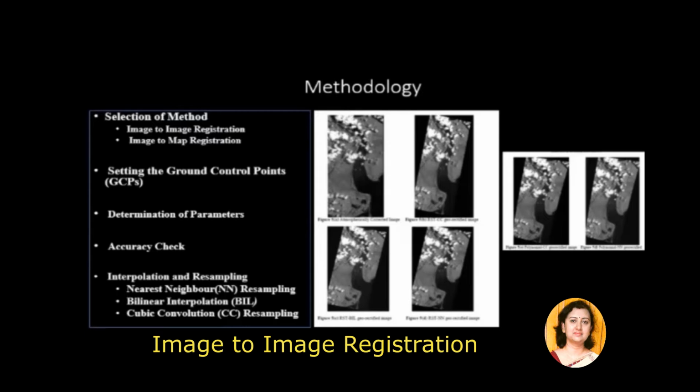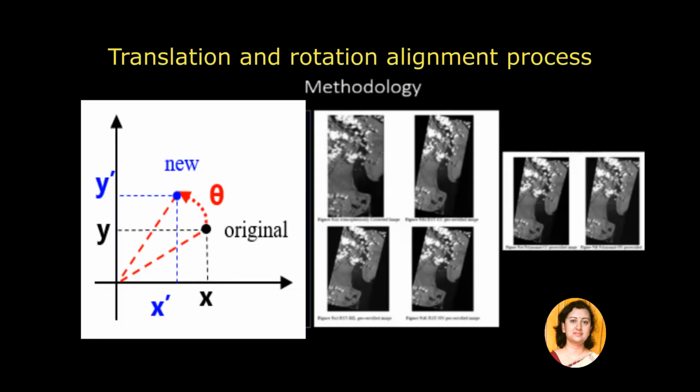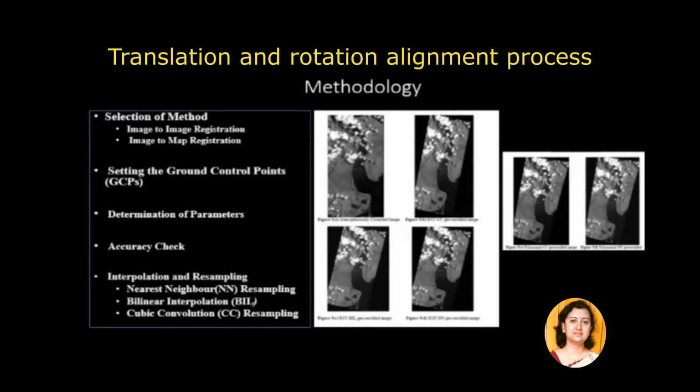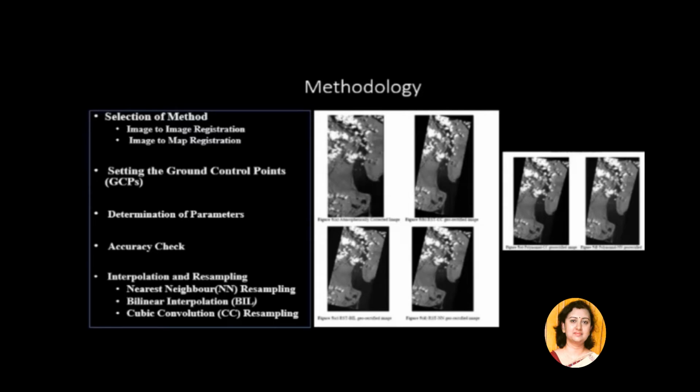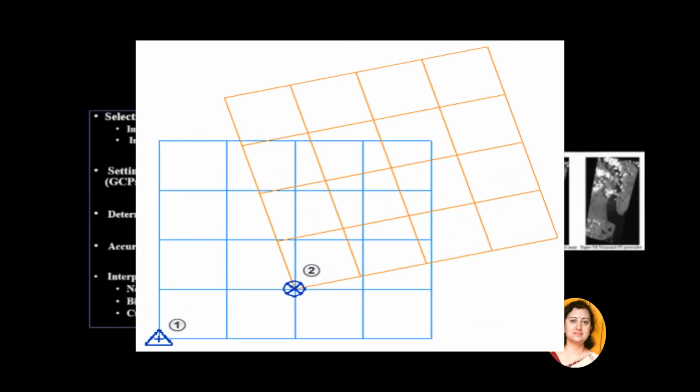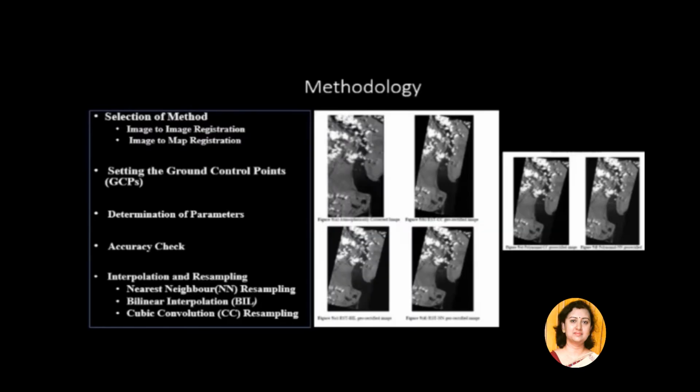Okay, so in the image to image registration method for geometric correction, the reference image has to be selected, and the image whose distortion needs to be corrected has to be selected. Now, here there is a translation and rotation alignment process by which two images of the same geometry and of the same geometric area are positioned coincident with respect to one another, so that the corresponding elements of the same ground appear in the same place on the registered image. You're getting what I'm trying to say?